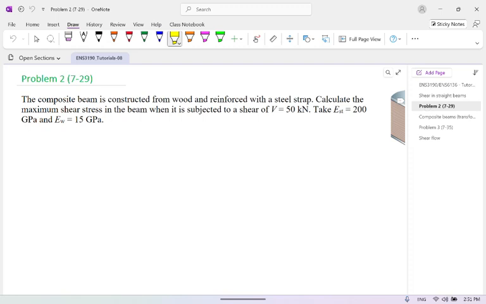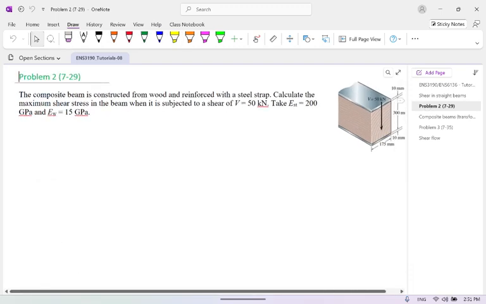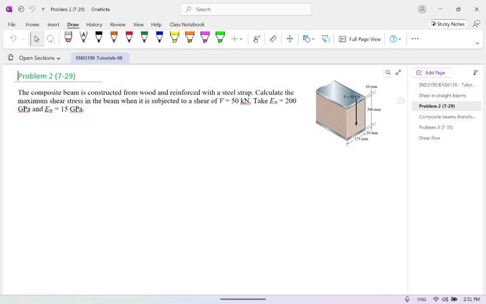Okay, let's see another question. This question was last year's standard final exam question, a real question from last year, just to let you know how we can solve problems. This is a composite beam, constructed from wood and reinforced with a steel strap. Calculate the maximum shear stress in the beam when it is subject to a shear of V equal to 50 kilonewtons. Take Young's modulus of steel as 200 gigapascals and of wood as 15 gigapascals.